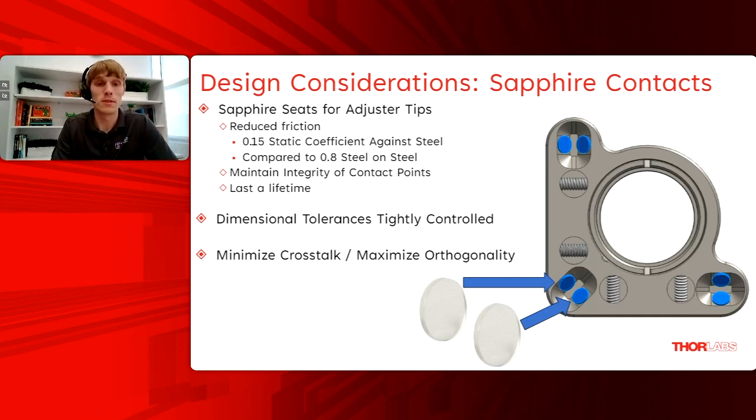The dimensional tolerances on the front and back plates as well are tightly controlled. So the placement of those contact pads, as well as all the dimensions on machining each of the parts, are kept very precisely controlled, and ultimately this maximizes your orthogonality, or perpendicularity, between your axes of adjustment, which in other words means minimizing the crosstalk. So you'll get less and next to no unwanted movement from adjusting one axis through another axis.